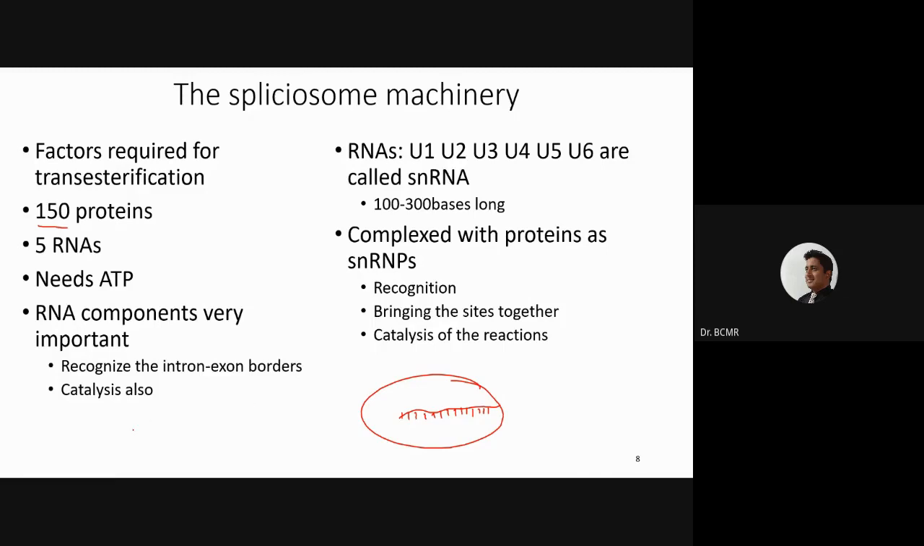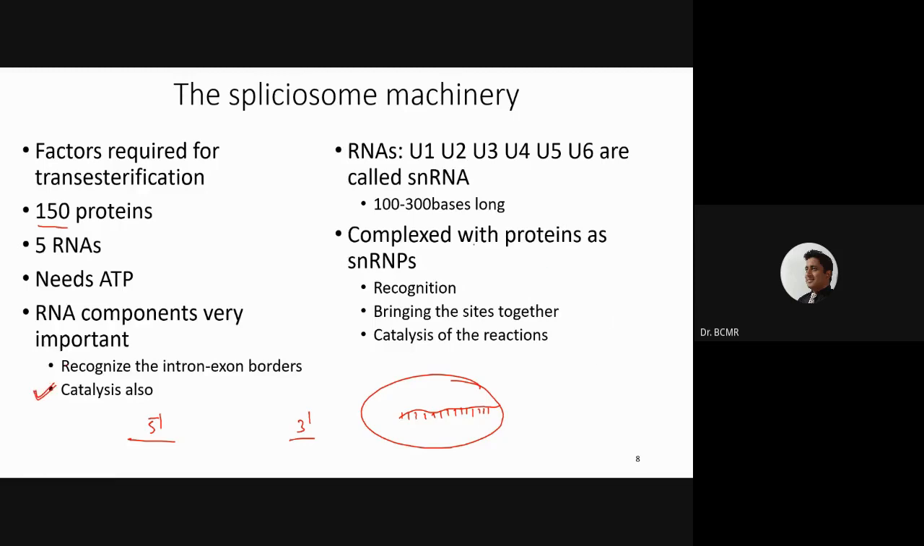Remember, I told you that in the 5' splice site and 3' splice site, there are a bit of conserved sequences. How to recognize those conserved sequences? It is supposedly the RNAs that are present that aid through base pairing. They aid in the recognition of those sequences. And also they are involved in the catalysis of the reactions as well.